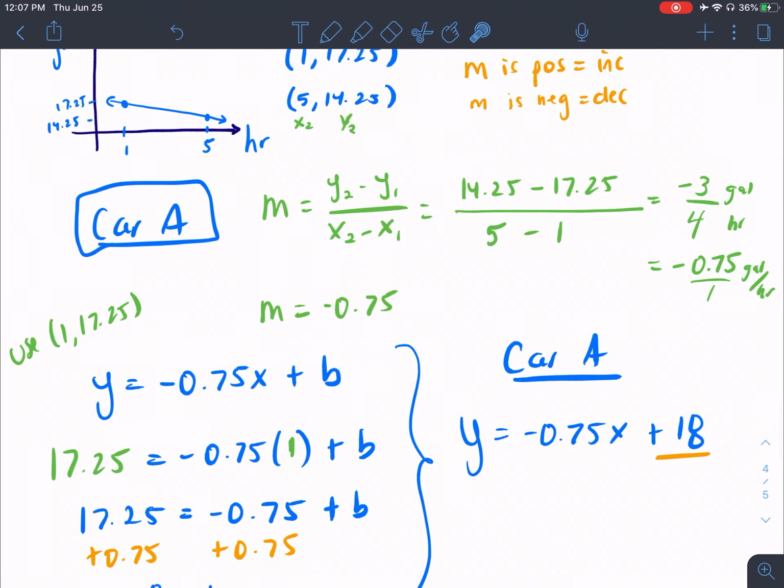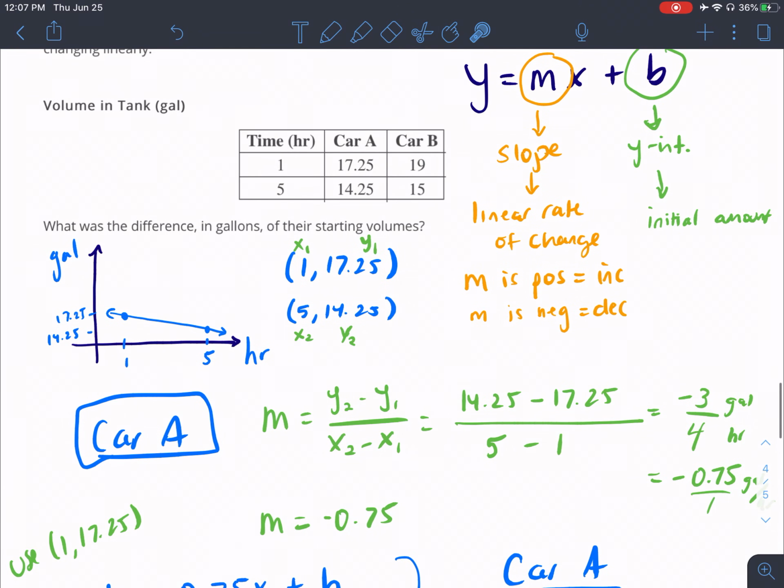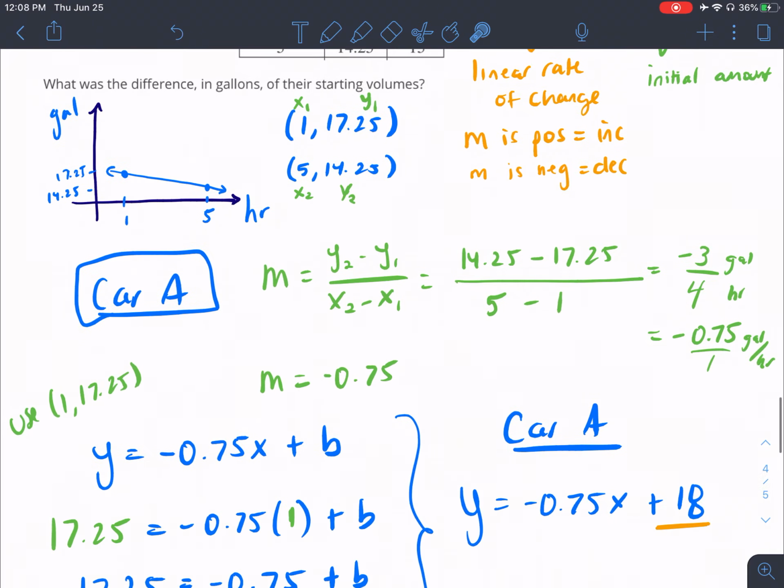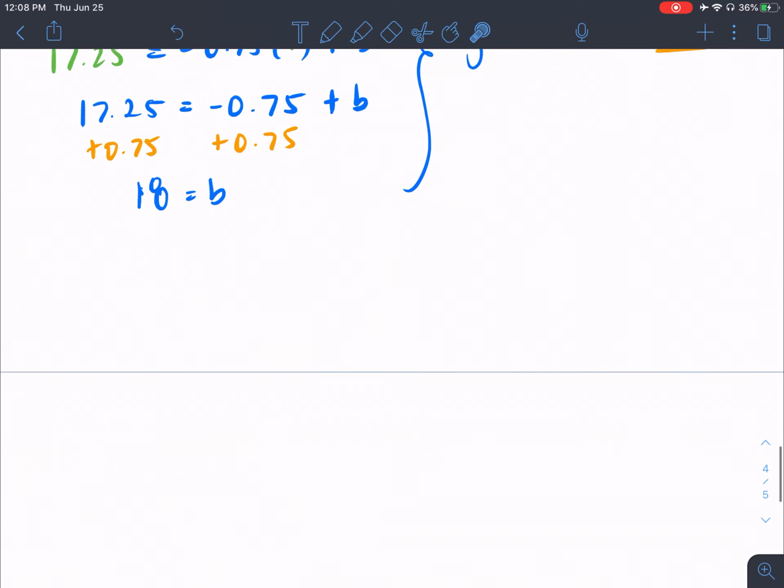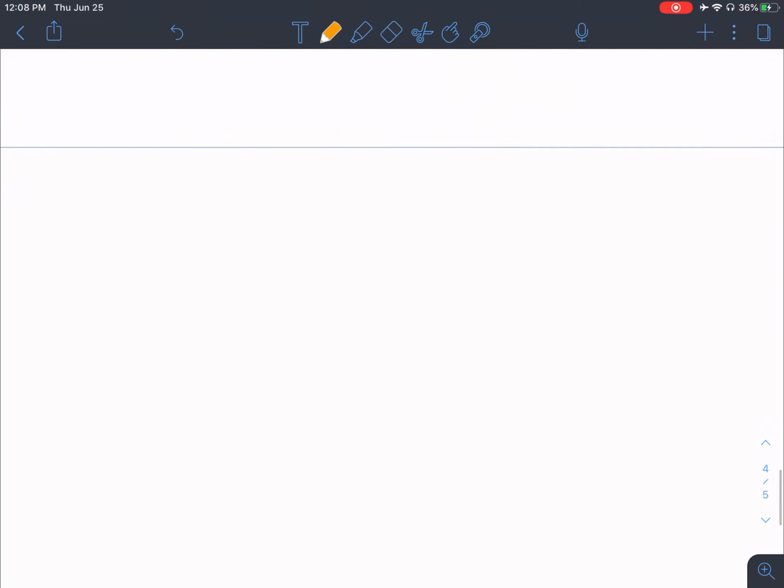Notice that because our slope tells us that it decreases by 0.75 gallons, if I start with 18, after 1 hour I should decrease 0.75, which is why after 1 hour it went down from 18 to 17.25 because it decreased by 0.75. So it's making sense. Okay, let's do car B now.